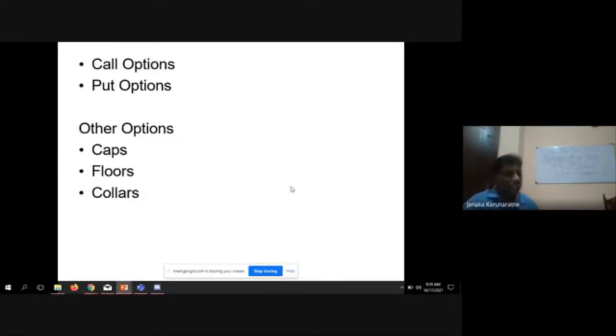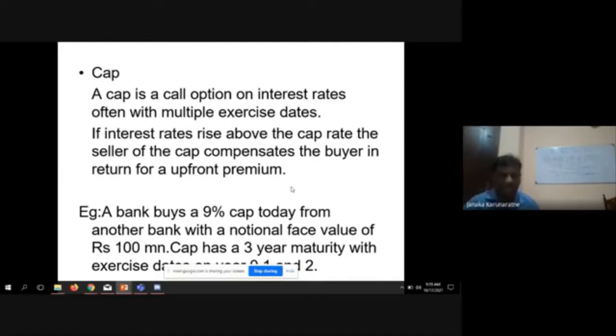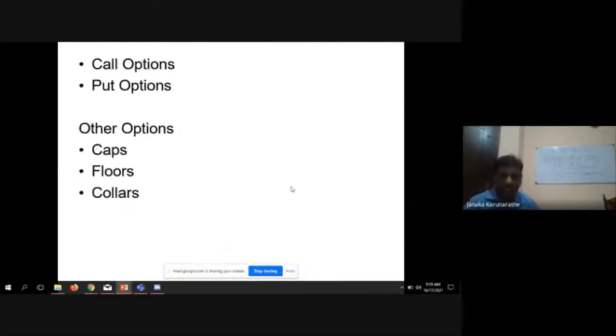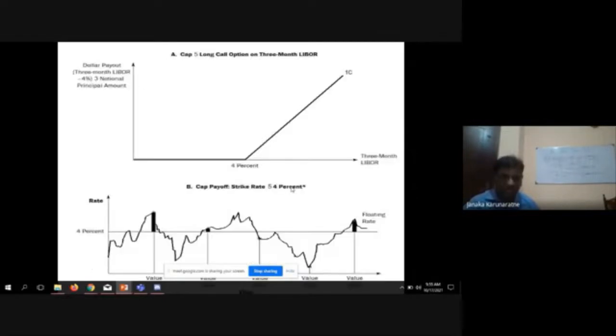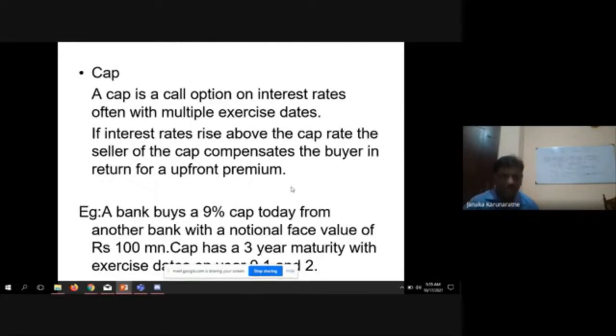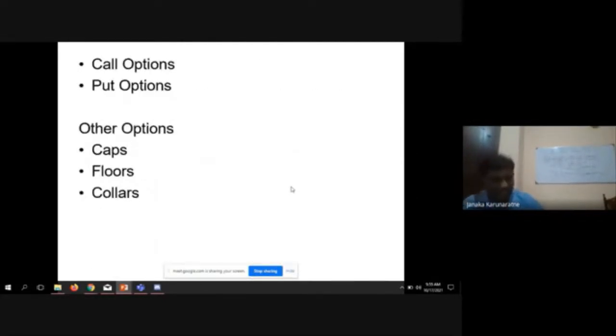Okay. Now, when you talk about options, there are two main types of options: call options and put options. And there are other options like caps, floors, and collars. Okay, so let's look at the cap. Sorry, what is the call option? Okay, not cap, call option. So what is the call option?